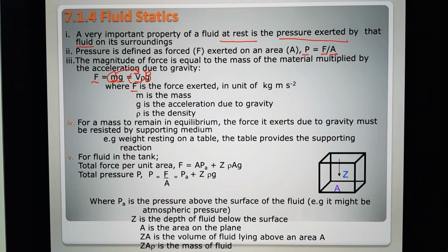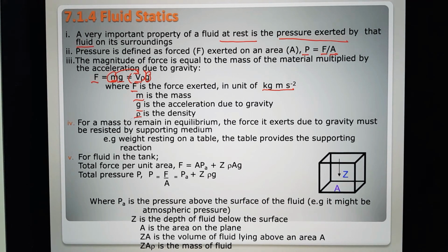So F is the force exerted, and the unit is kilogram meter per second square. M is the mass, so basically the mass is denoted in kilograms. The unit will be in kilograms. We are talking about SI units over here. G is the acceleration due to gravity or gravitational acceleration. Rho is the density of the fluid.